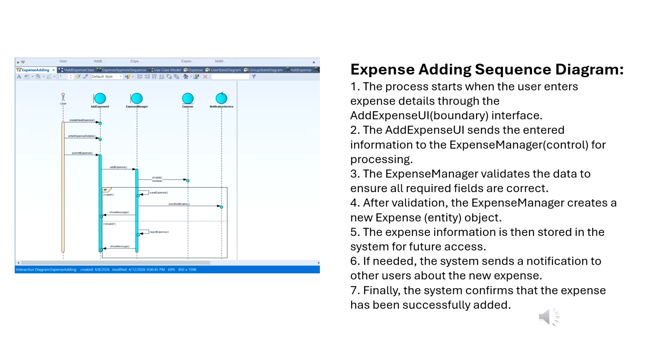Next, the expense manager validates the data to ensure all required fields are correct. If the data is valid, it creates a new expense object. This expense object is an entity class that stores the expense details in the system. After that, the system may send notifications to other users using the notification service. Finally, the system confirms that the expense has been successfully added. This sequence diagram represents the real scenario of adding an expense. So this diagram clearly shows how boundary, control, and entity objects interact in a specific order.